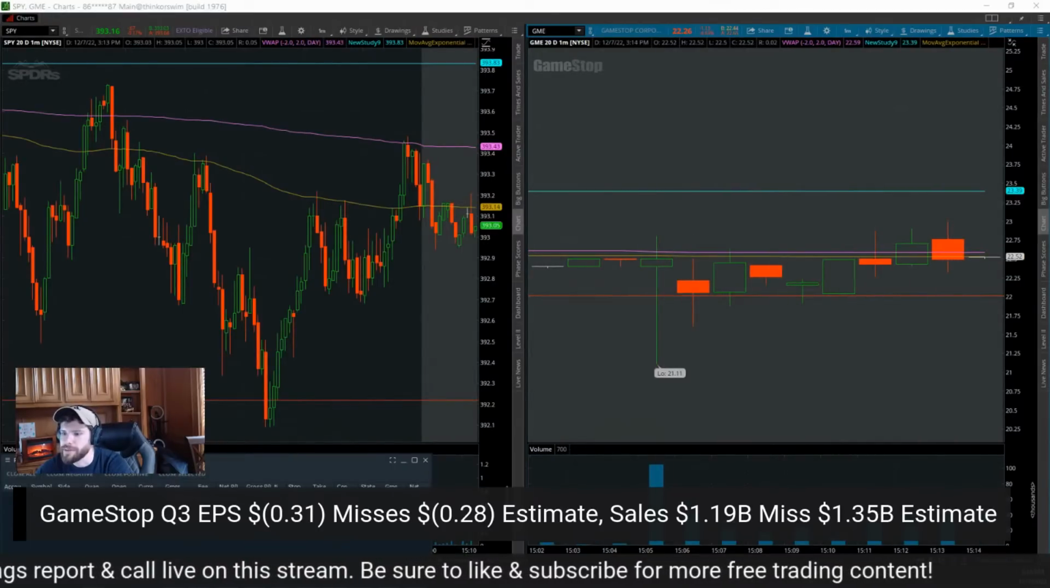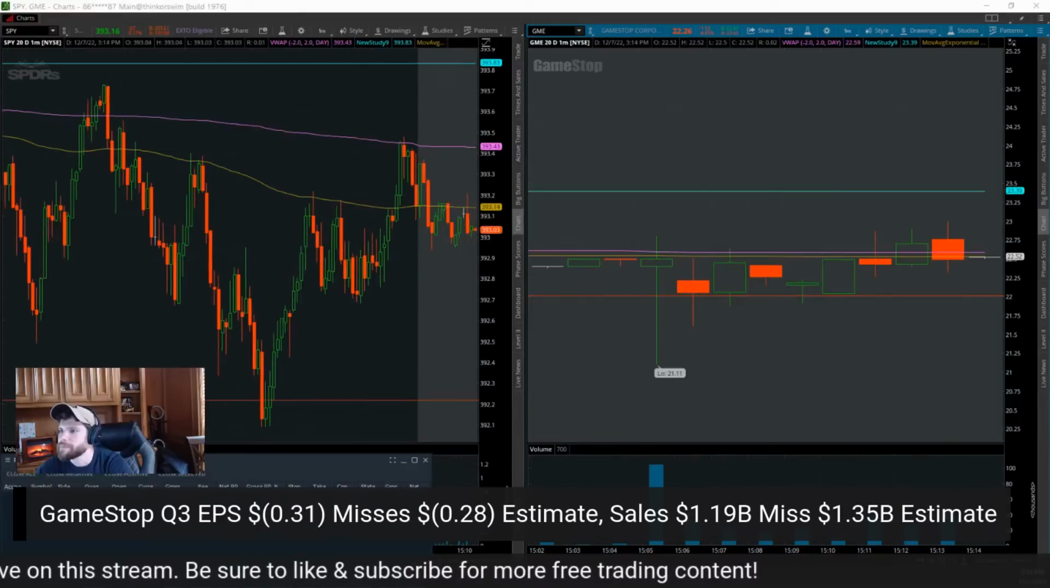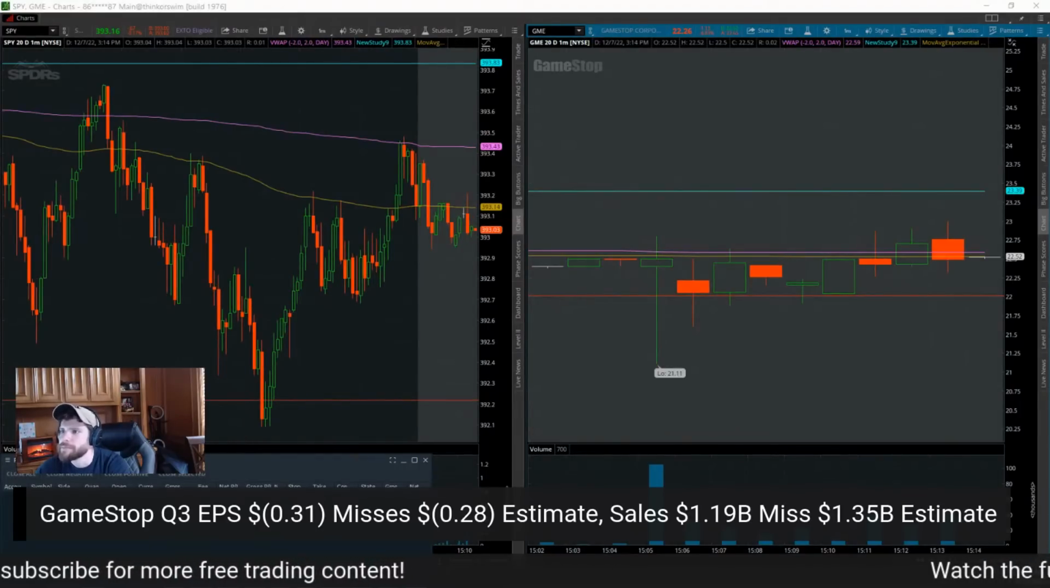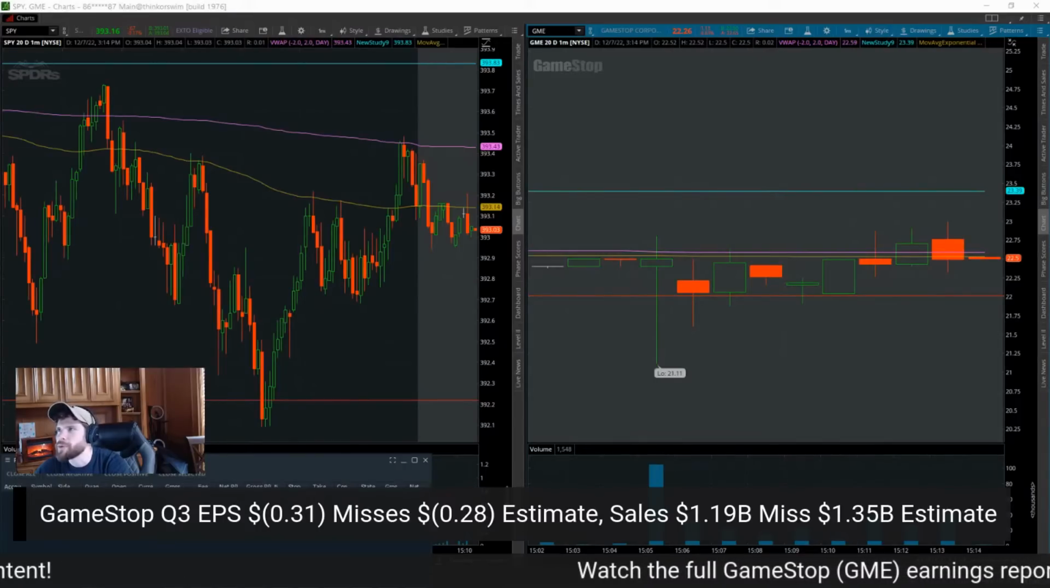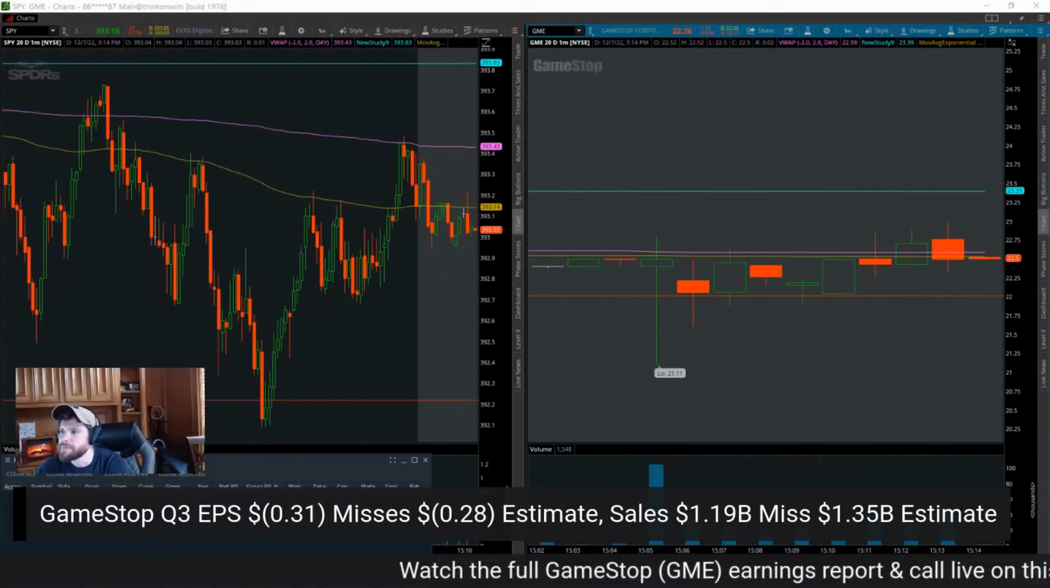Bear with me for a second. Testing, we're right at the neutral level of the volume weighted average price and the 200 EMA.